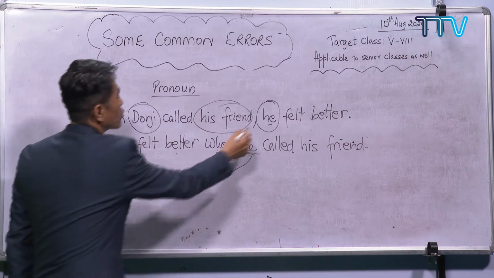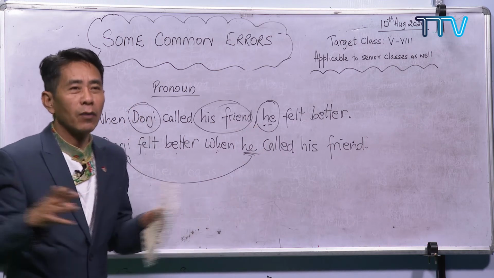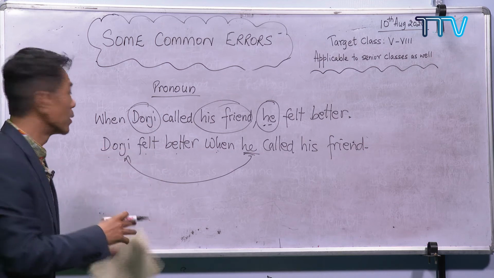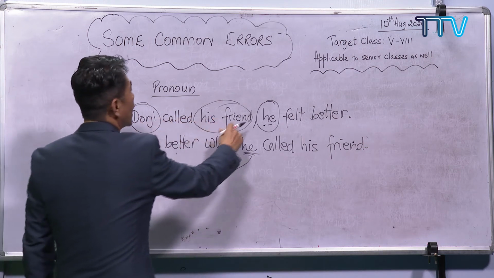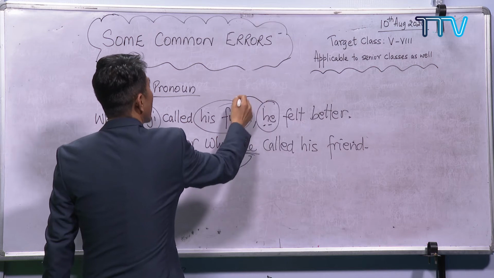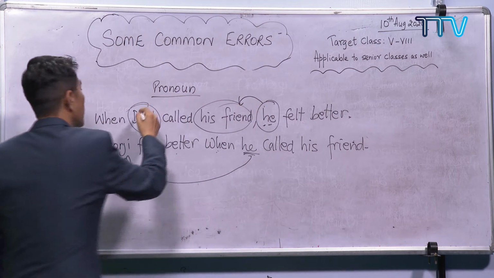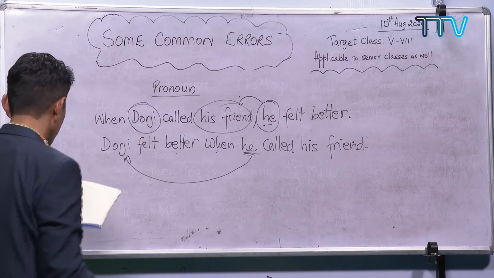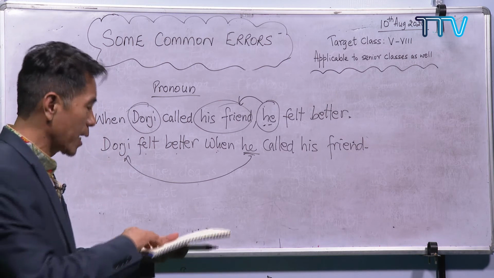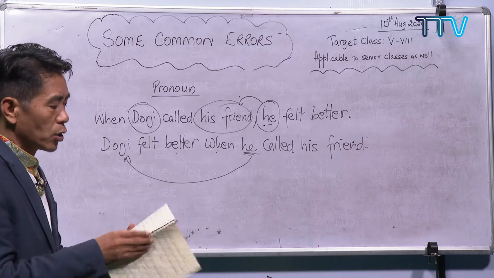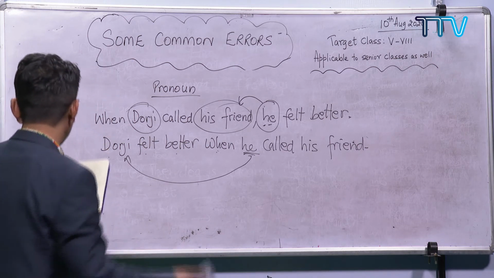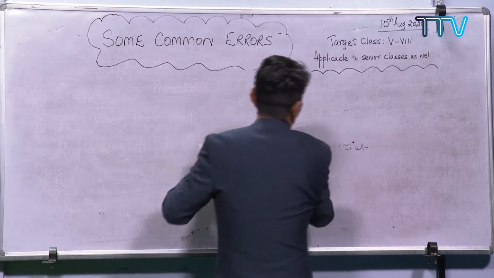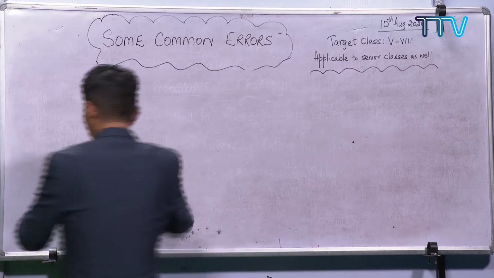So we should not make this kind of mistake where the pronoun is in a vague state. It does not specify a particular person. When Doji called his friend, he felt better. He can refer to his friend or he can also refer to Doji. So you see some kind of confusion. So you should not make this kind of mistake. Okay, this is about the pronoun. So I've got more examples.